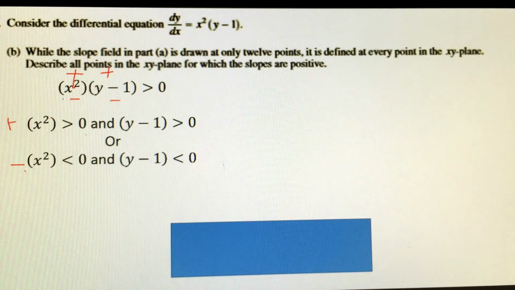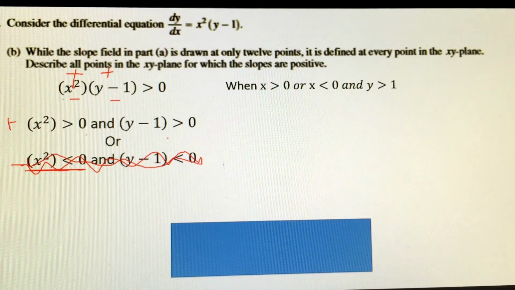However, if we look at our negative case, where x squared is less than 0, we realize that x squared can never be less than 0, because any number to the second power will always result in a positive number. So we can completely disregard this second case and just look at our first case.